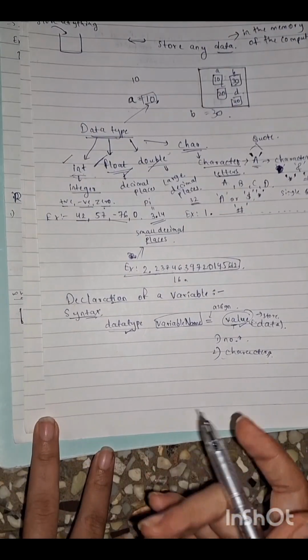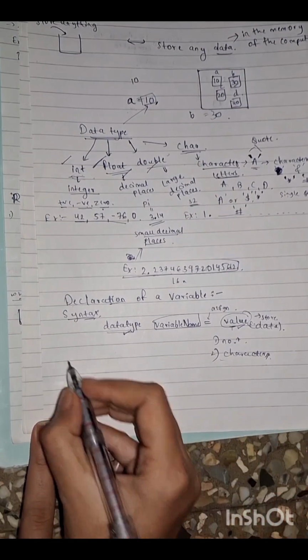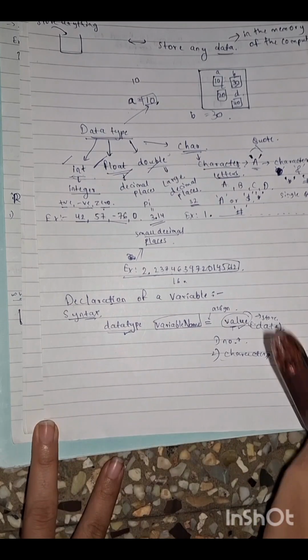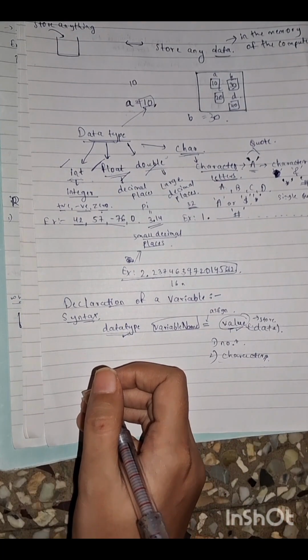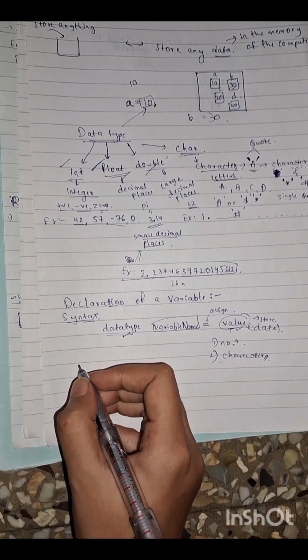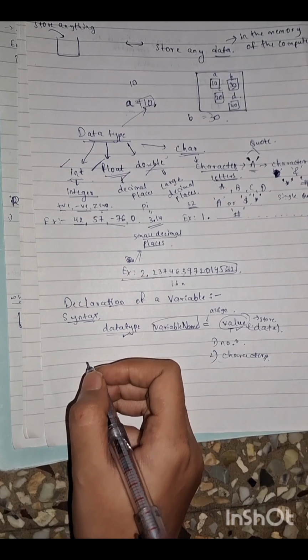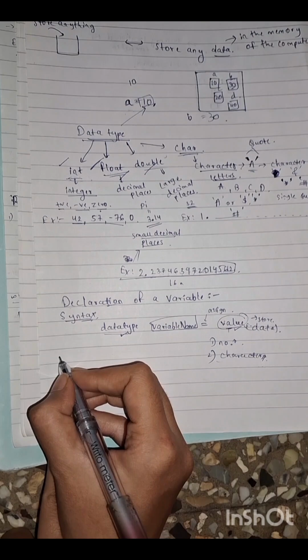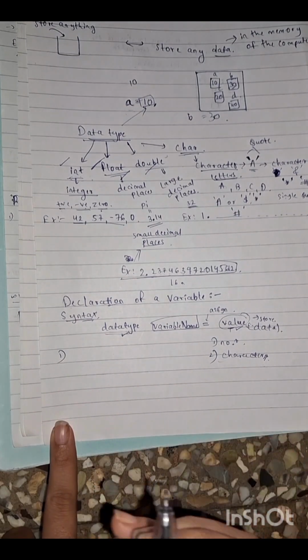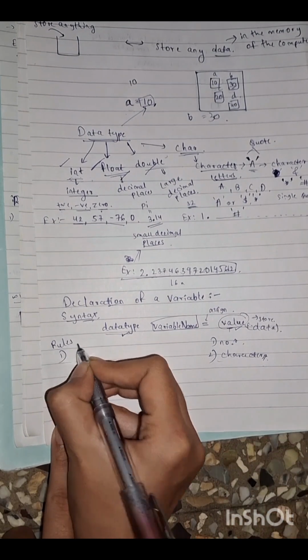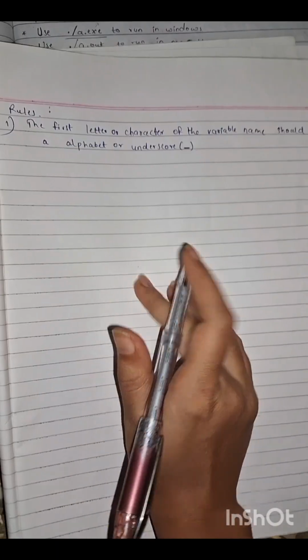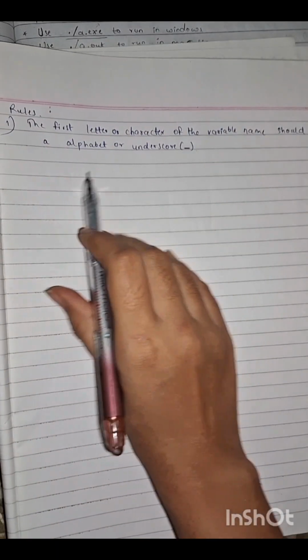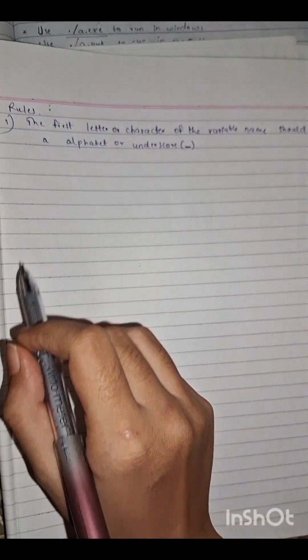Those are, like, I will discuss one by one. Okay, and also I will give you examples to solve, and you can comment that answer in the comment box. Okay, so the first rule says that the first letter or character of the variable name should be an alphabet or underscore.